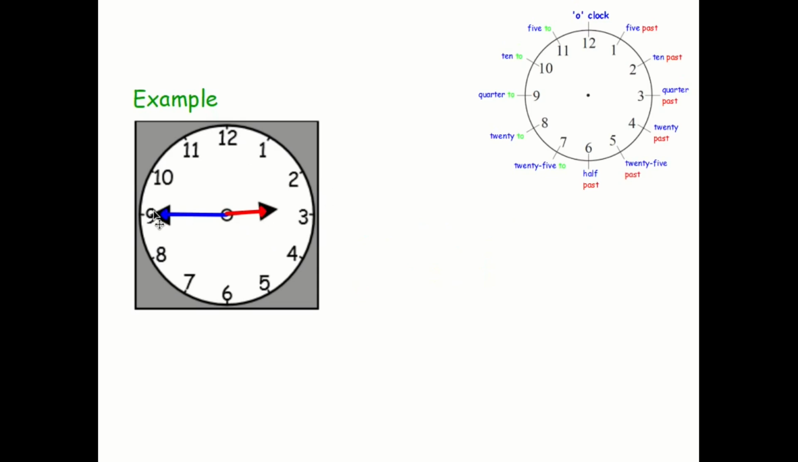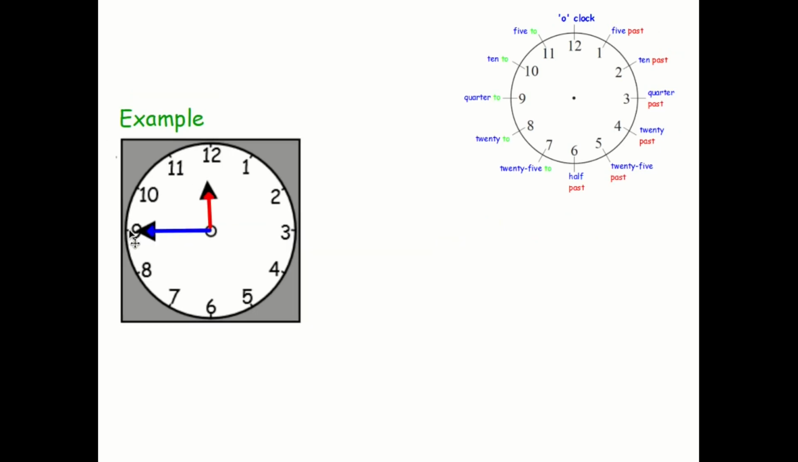Here, the minute hand is at the 9, so we say quarter to. Well, which hour is it going towards? It's going towards 3, so we say quarter to 3. Here, the minute hand is at the 9, so we say quarter to. What's it going towards? It's going towards the 12, so we say quarter to 12.